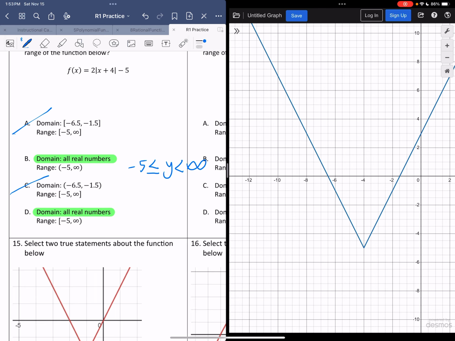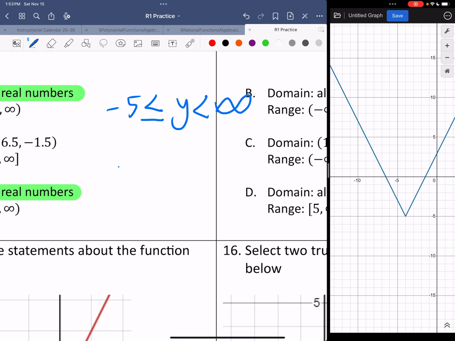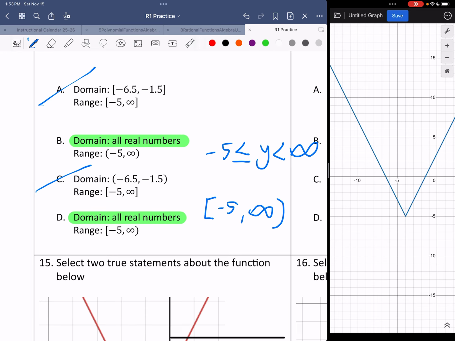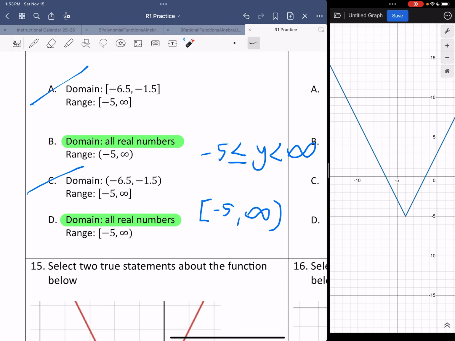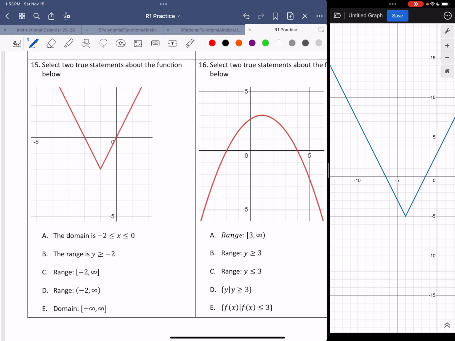Now, apparently they wrote this one in interval notation, so I have to change it. -5 is a bracket because of this less than or equal to sign. Comma, and for the infinity, as I said, you cannot close it, so it's going to be parentheses. So out of these two, our solution is gonna be D. Very easy.